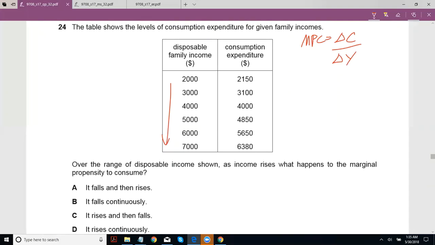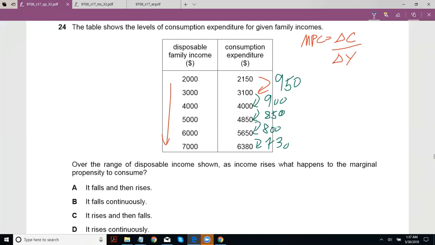So let me just grab my calculator. Let's look at it for the first step. So income is changing by 1,000. Income is in fact changing by 1,000 in all. So if I just look at the changes in consumption, I get a pretty good idea. So consumption is changing for the first time. It's changing by minus 2150. In fact, let me just write down all the changes in consumption. That should help. Okay, so there you go.